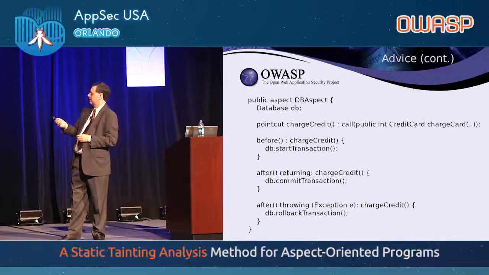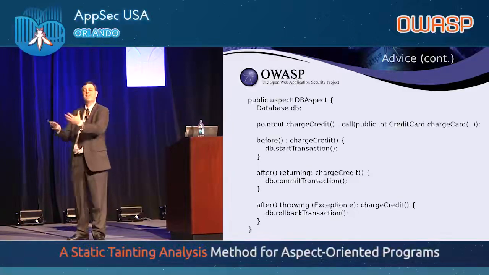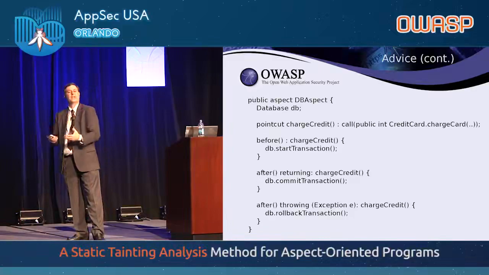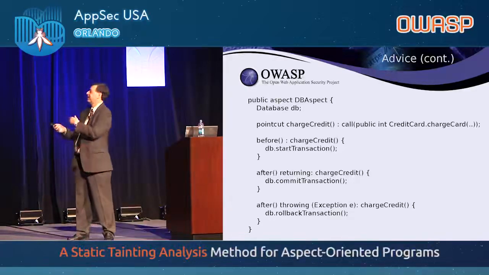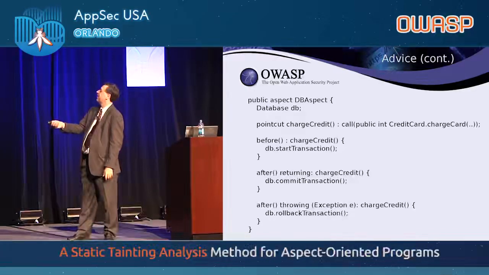Notice that pointcut is the same in both places. So we've got multiple pieces of advice operating at the same join point. In fact, here we have 3 all using the same pointcut, charge credit in each case.